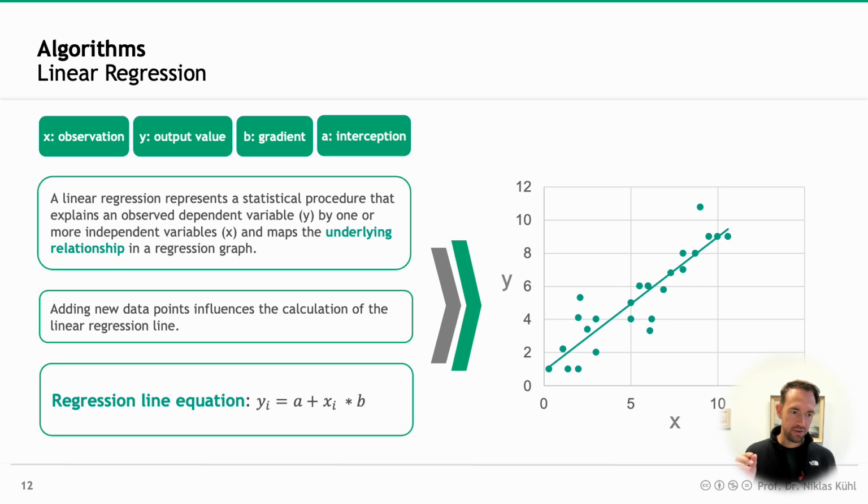And now if you add new data points, this obviously influences the calculation of this linear regression line, right? Things can change, the gradient can change, the intercept can change, and again, this can be depicted as this equation over here with y equals a plus x times b, and again there can be multiple x's over here. Again, very nice, easy to understand, easy to visualize, very transparent also, by the way.